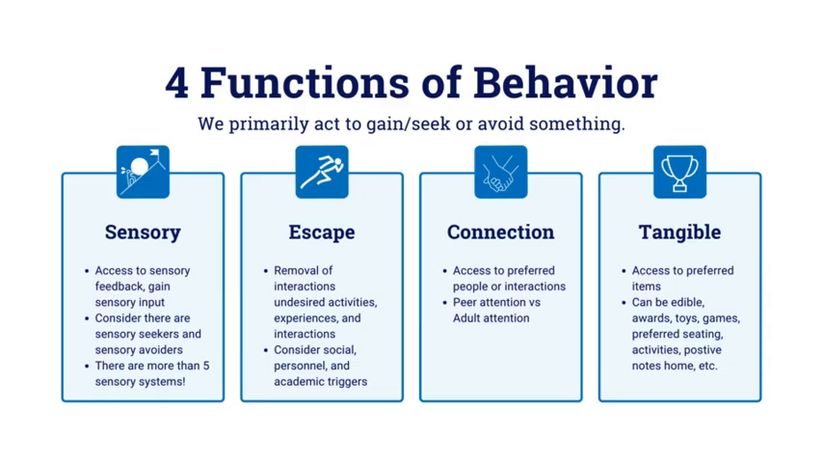So we said that behaviors allow people to gain something or avoid something. But there are subcategories that we can consider. They are sensory, escape, connection, and tangible. Sensory is the easiest to explain in my experience, so we're going to start there.